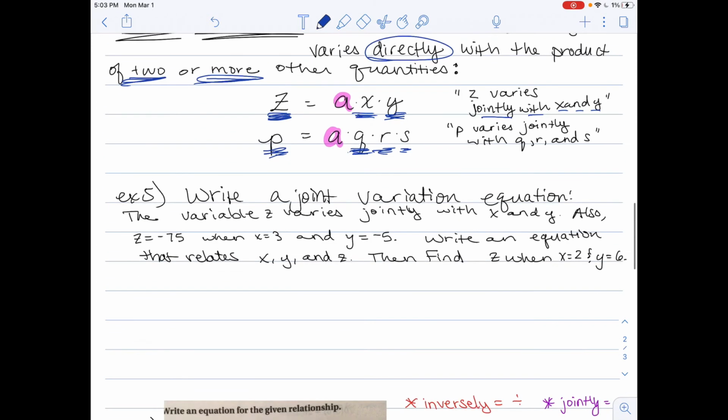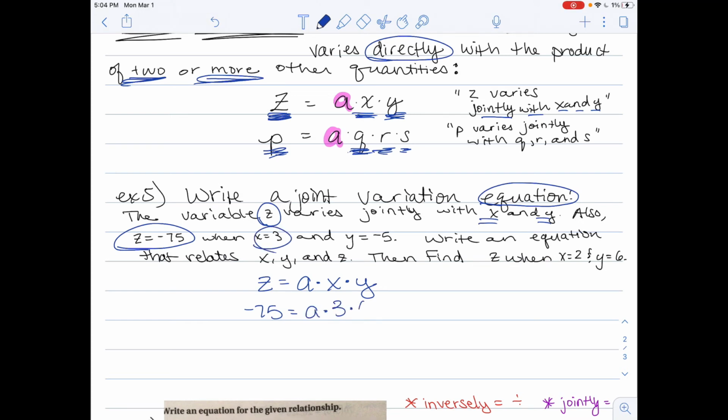Okay, so let's write a joint variation equation. So remember, joint variation is like direct variation, but we're multiplying a bunch of variables at the same time. So the variable z varies jointly with x and y. Z equals negative 75, so we put that here. Let me see if I wrote that wrong. Yeah, no, it's just negative 75 equals, we don't know what a is, and then they're saying x is 3 and y is negative 5.